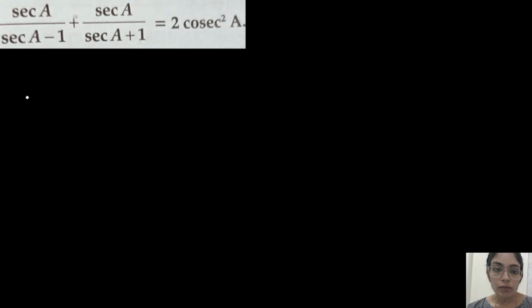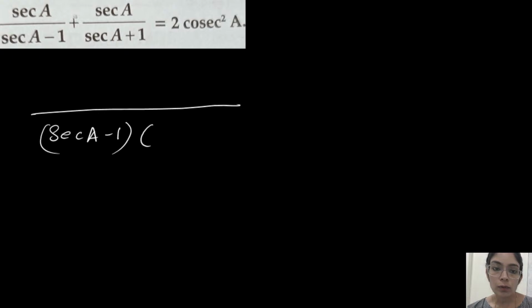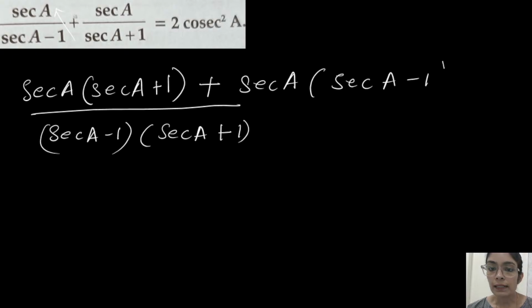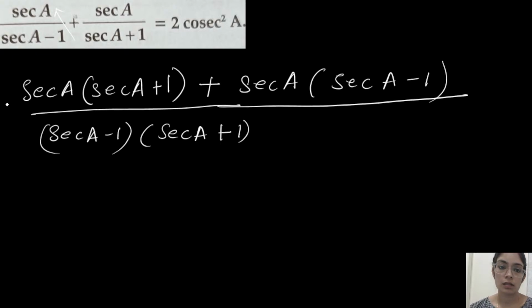So here the LCM will be the multiplication of the denominators. So it will be secant A minus 1 into secant A plus 1. Now this cross multiplication we will do. So when I do cross multiplication, it will become secant A into secant A plus 1, plus secant A into secant A minus 1. So I have just taken the LCM.